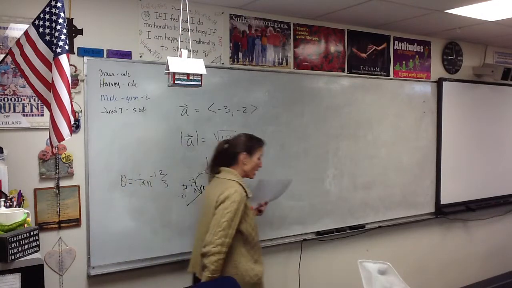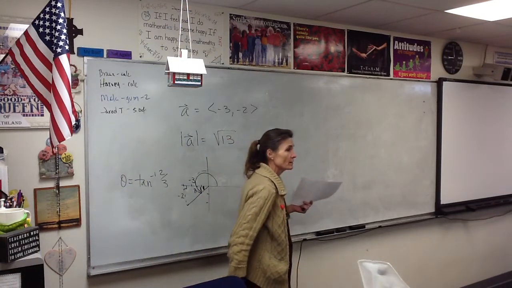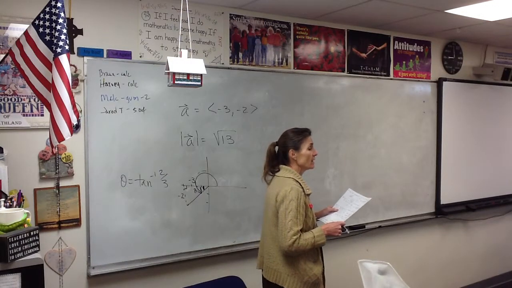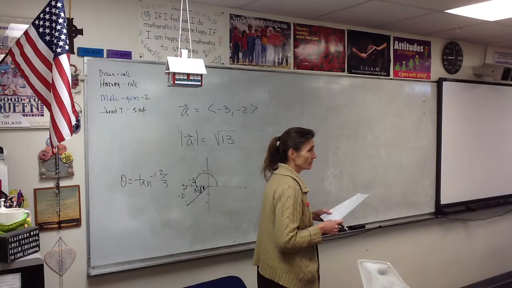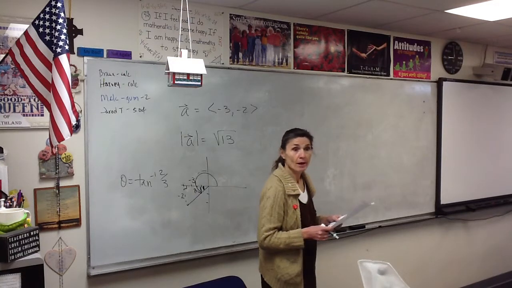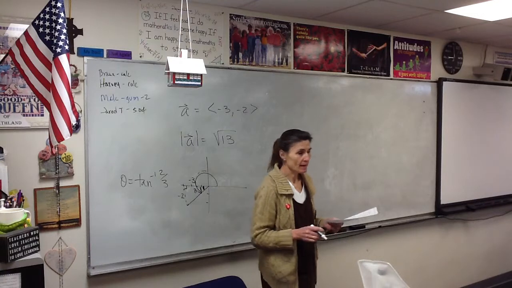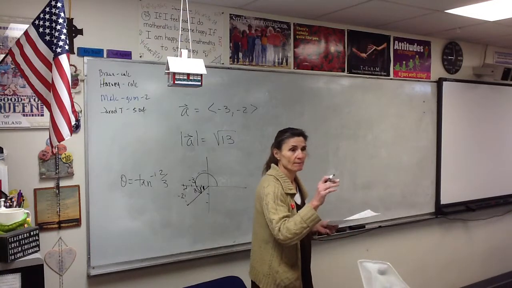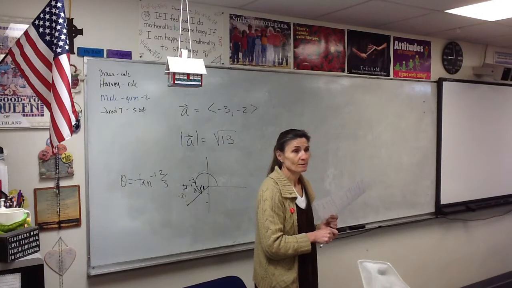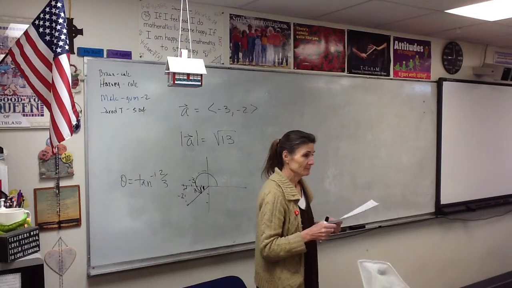Anybody else have a question about the quiz? What's the definition of a vector? A vector is a directed line segment. A directed line segment. You said a line segment. A directed line segment. Half points.